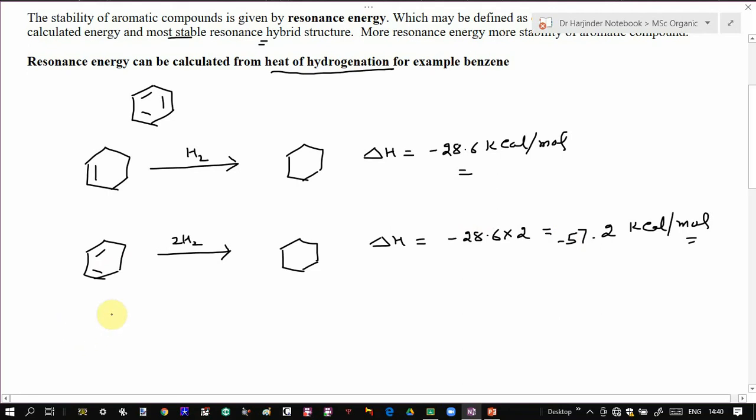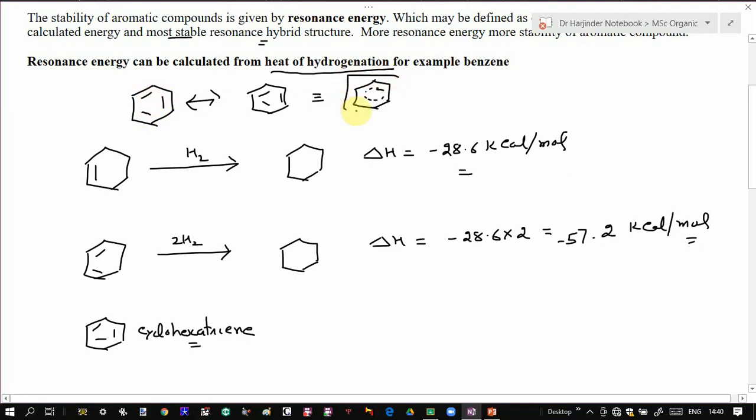Now suppose you have a hypothetical molecule in which three double bonds are present inside the ring, a cyclohexatriene. I am not talking about benzene. This benzene is stabilized by resonance, and its actual form is a resonance hybrid. We write the structure of benzene like this, in which all of these double bonds are completely delocalized. So this is the actual structure of benzene.